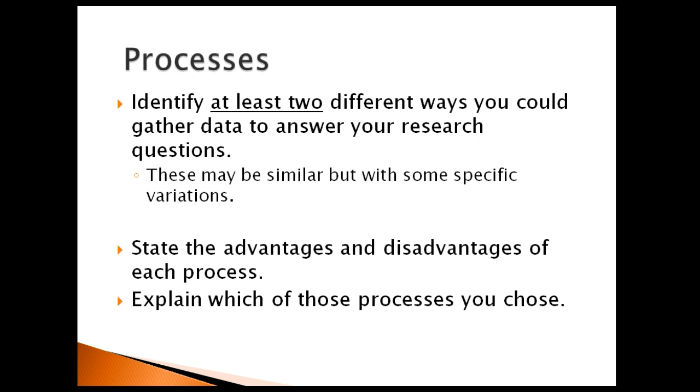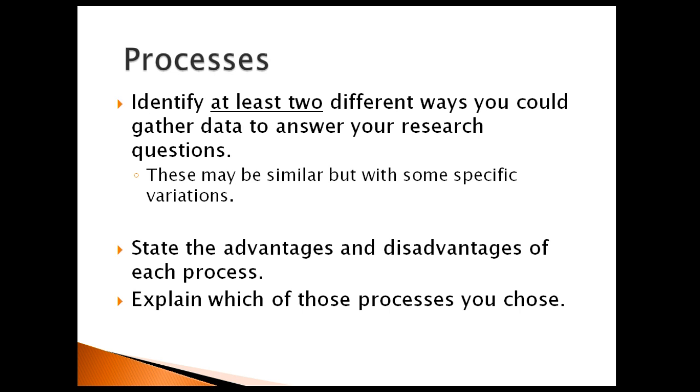Once you've identified at least 2, and you don't have to do more than 2, but I recommend 2 for sure, once you identify those 2 different ways you could possibly get your data, then state the advantage and disadvantage of each of those processes. Pros and cons. You don't have to put that into a table or a T-chart of some type. Some folks find that advantageous.